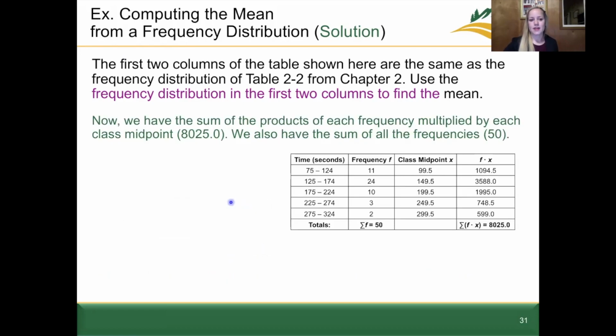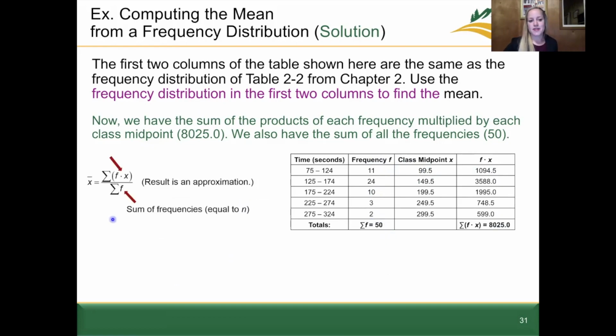Okay, so now we have the sum of the products of each frequency multiplied by each class midpoint, right? So we found the class midpoint, we multiplied each frequency by the class midpoint to get these numbers here. Then we added them all up. We've also summed all the frequencies, and we get a number of 50.